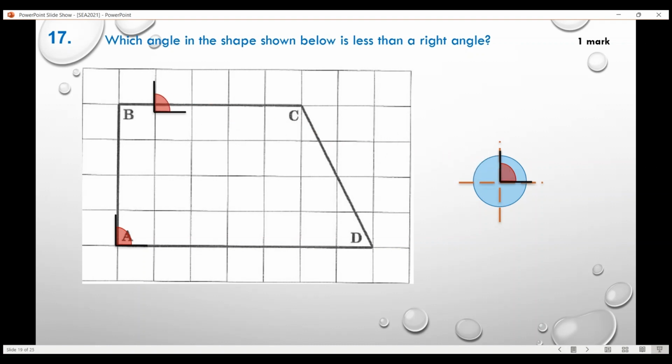Let's try it at B. If we slide it across, we have to turn it a little bit for it to fit. B is equal to a right angle. So A and B are equal to a right angle. We're actually looking for the one which is less than a right angle. Let's carry it across to C. When I carry it, I have to spin it. Is C less than a right angle? No, it's not. It's more. And let's try D. We're going to rotate it a little bit. And look what happens. D is less than a right angle. As such, which angle in the shape shown below is less than a right angle? It is the angle D.